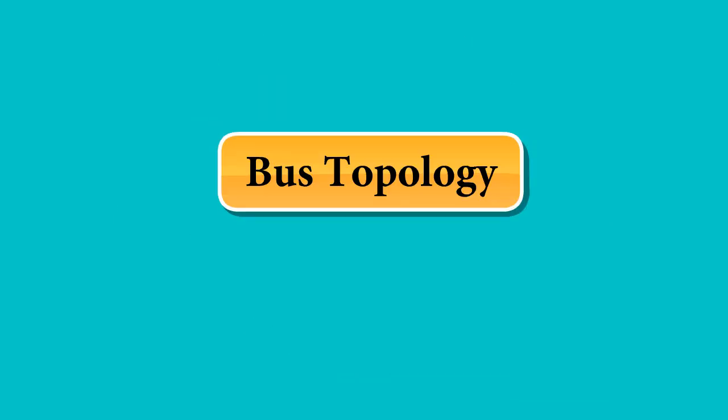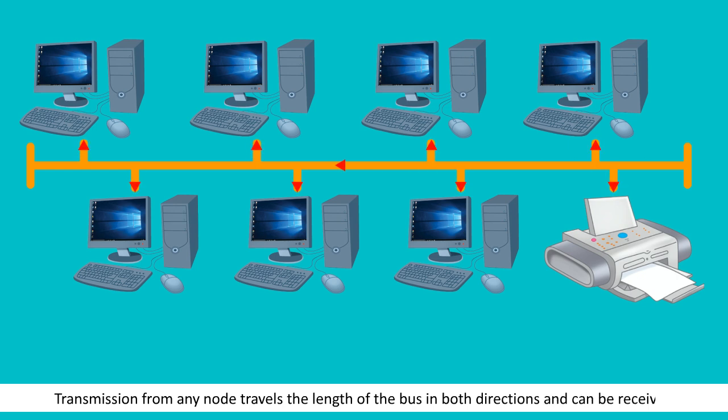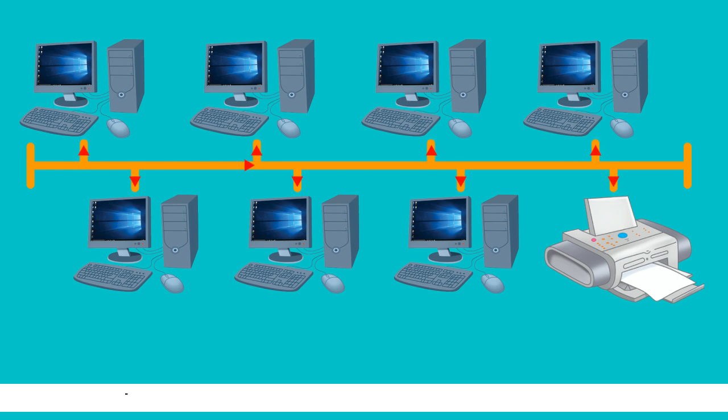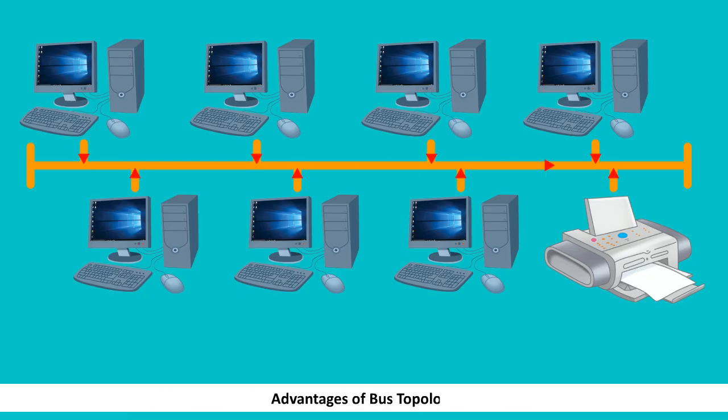Bus topology. In a bus topology, all the nodes are connected to a central cable called bus. Transmission from any node travels the length of the bus in both directions and can be received by all other nodes. The bus has terminators at either ends, which prevents bouncing of signals. Advantages of bus topology. It's easy to set up. Failure of one node does not affect the network. Disadvantage of bus topology. A signal on the bus must be strong enough to reach the receiver.